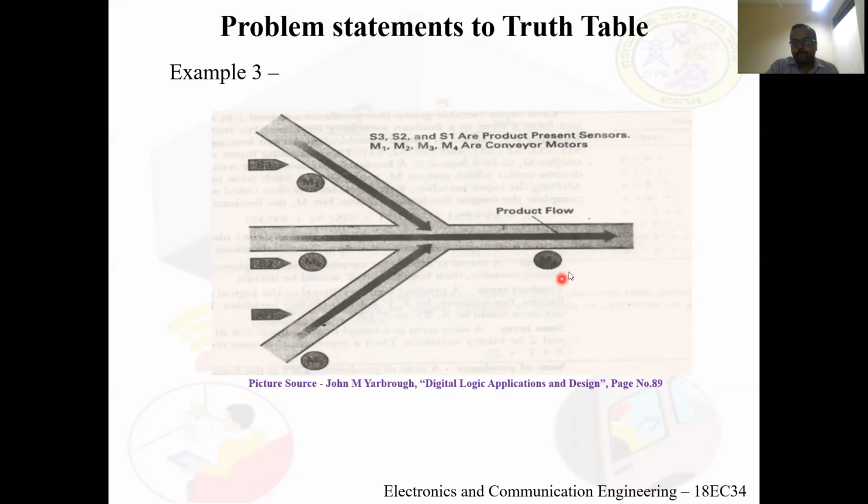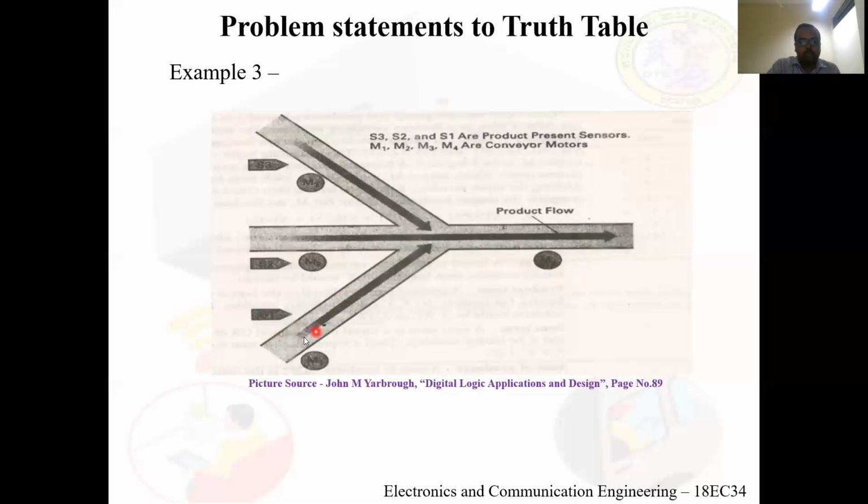And we have one more motor which is M4 here, right? If there is a material on any one of these 3 conveyor belts here, this motor needs to be turned on. And one more condition for this one is, if there is a material on this source, if we call this a source 1, right?